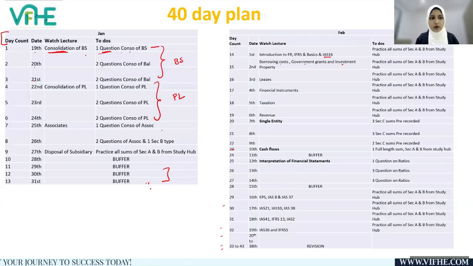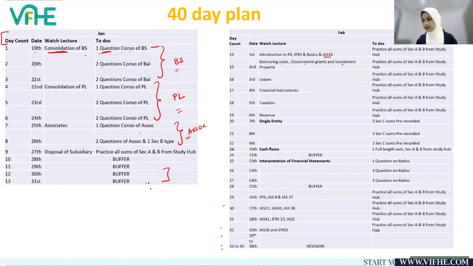Then 2 more days for your associates. So in 12 days, you're done with balance sheet, P&L, and associates completely. One day you can dedicate for disposal also. The last 4 days of the month are buffer days.